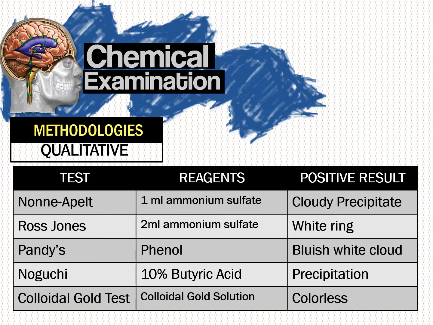The following are qualitative tests for CSF protein. We have Nonne-Apelt and Ross-Jones, both using ammonium sulfate. Pandy, which uses phenol, and Noguchi, which uses butyric acid. These four tests, I got from my reviewer from the review center. Then we have the colloidal gold test. I got this from Henry. This uses colloidal gold solution, and the gold solution becomes colorless in the presence of protein.